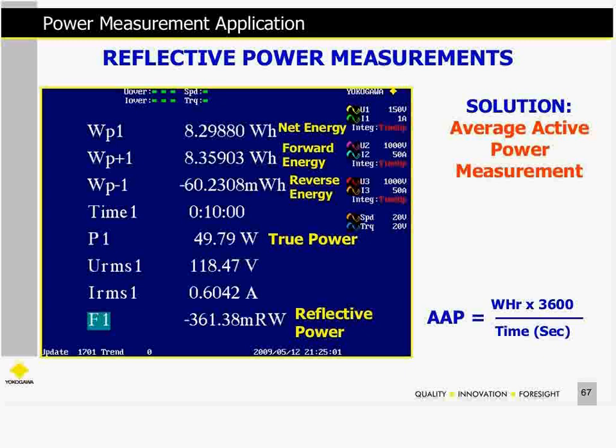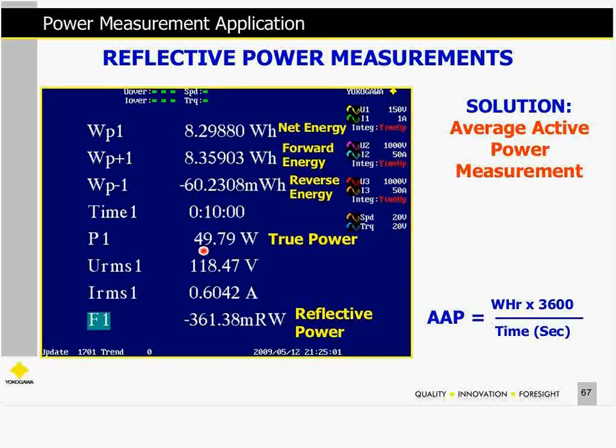Here's one that comes up, what I refer to as reflective power measurement. That's the power that's kicked back on the line from one of our devices. The way we do this is we use the integrator, where we can look at the net energy, and we can break this energy flow down to the forward and reverse energy. So here's the forward energy, and then this is the energy that's kicked back. It's energy, it's watt hours.